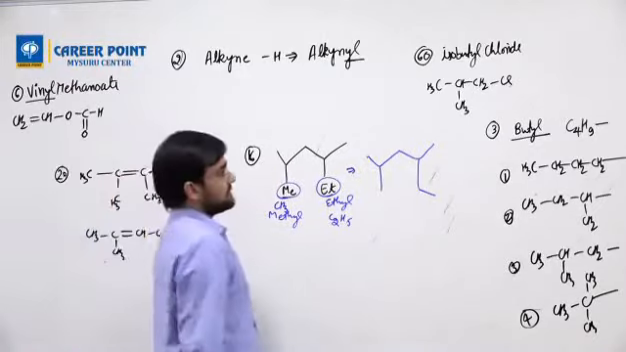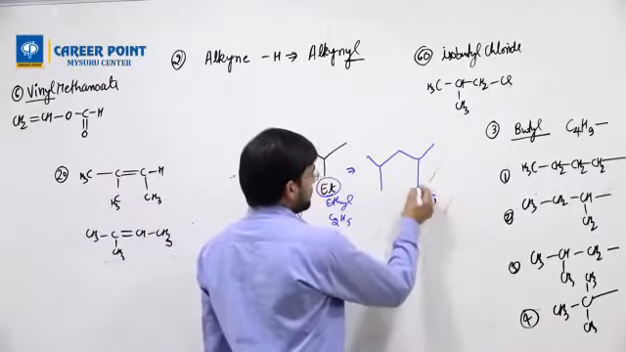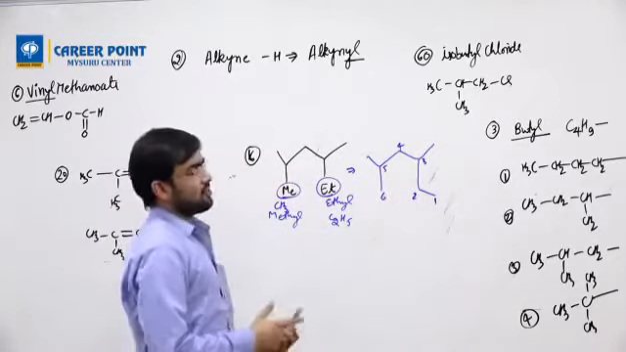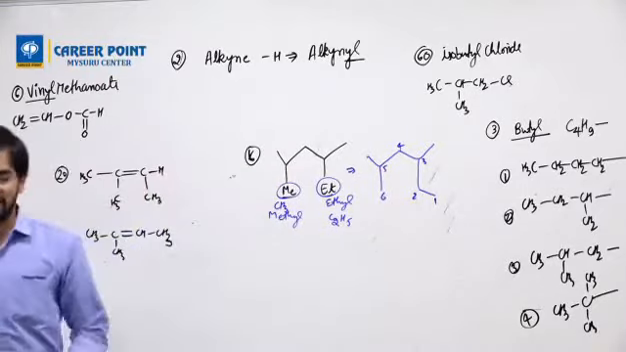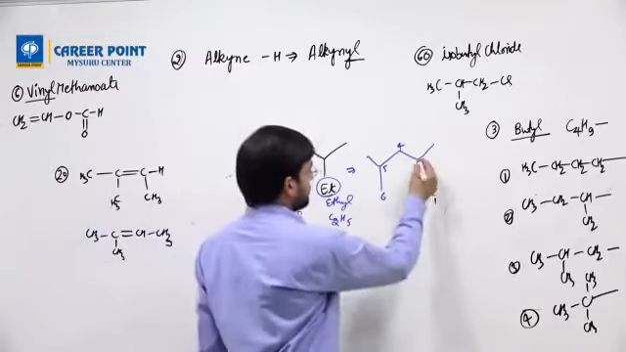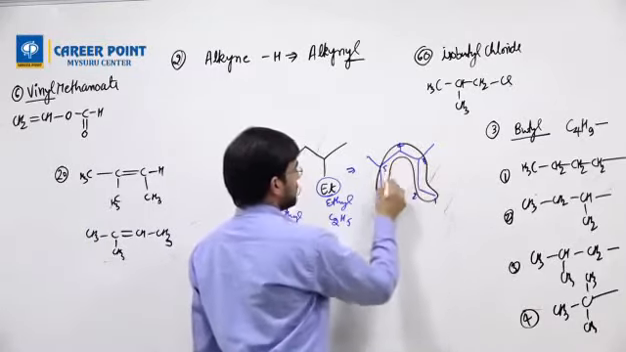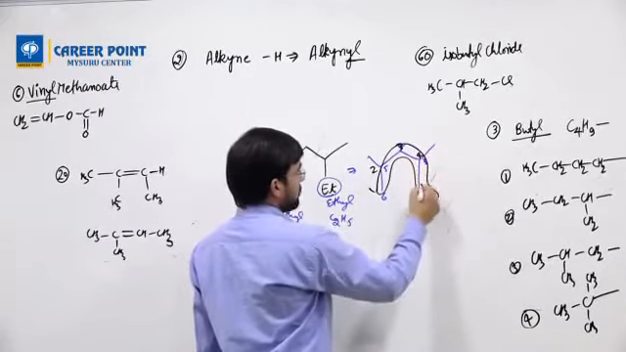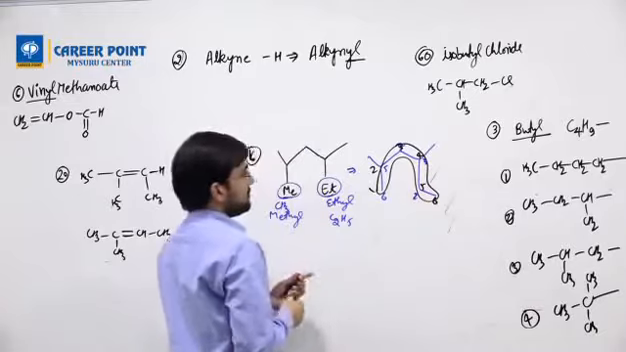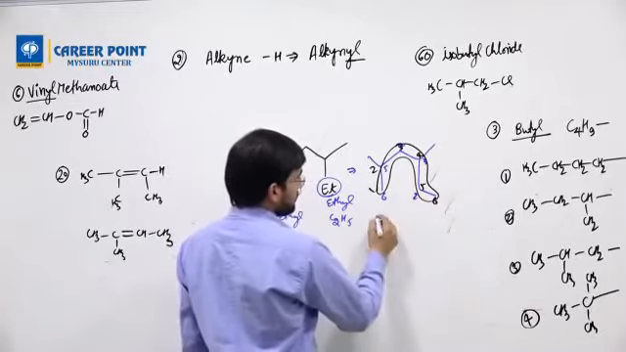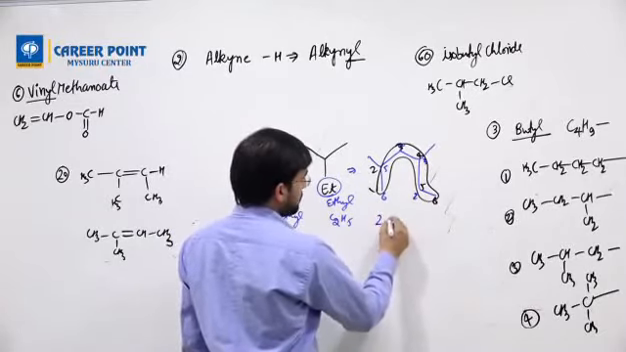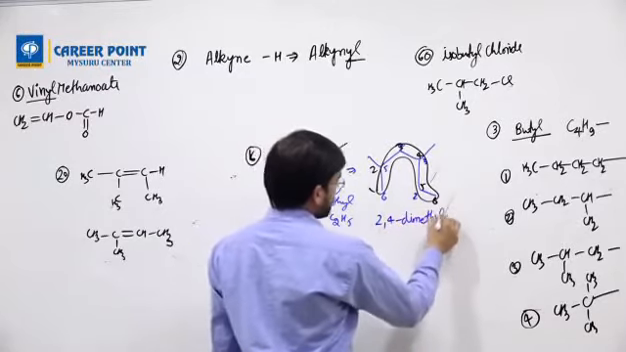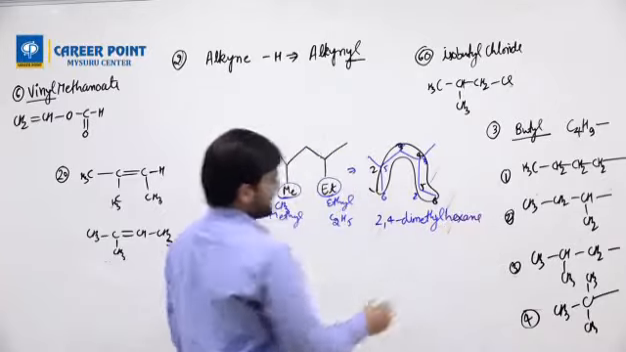Then I can find out its name, finding out the parent chain 1, 2, 3, 4, 5, 6. But this is wrong numbering, because the substituent is getting the 3rd position. If you do it from here, you will get the 2nd position. 1, 2, 3, 4, 5, 6. So the name will become 2, 4 dimethyl hexane.